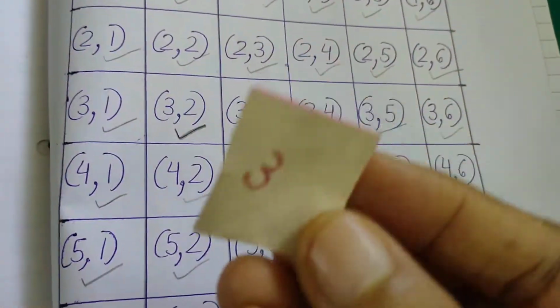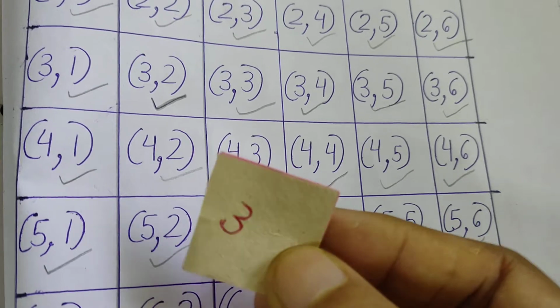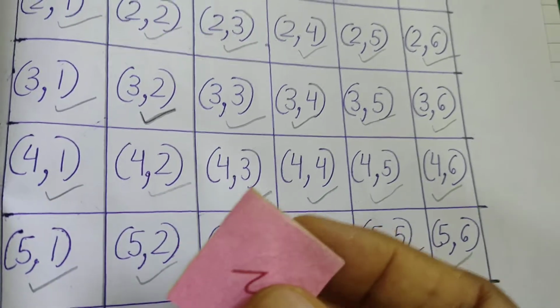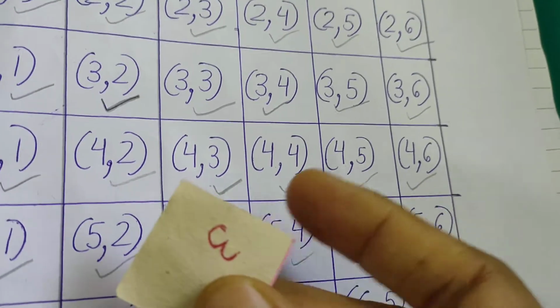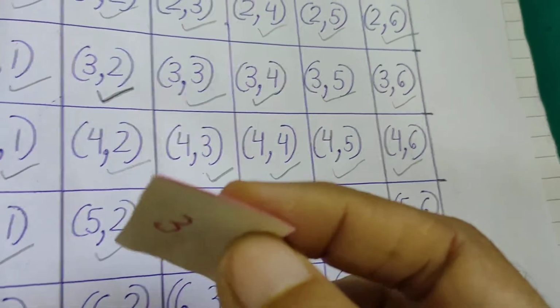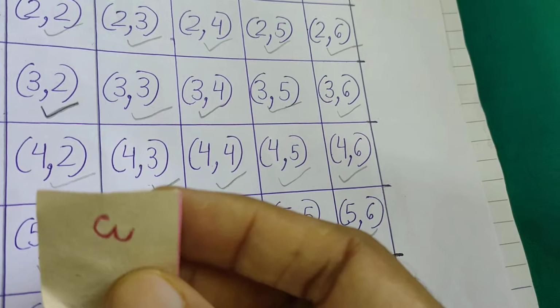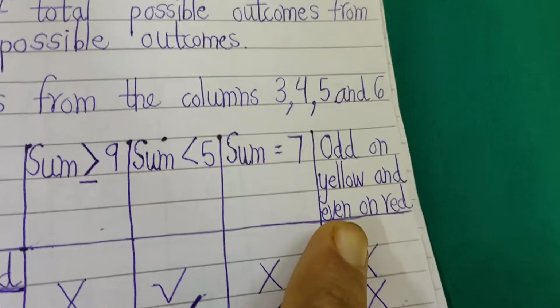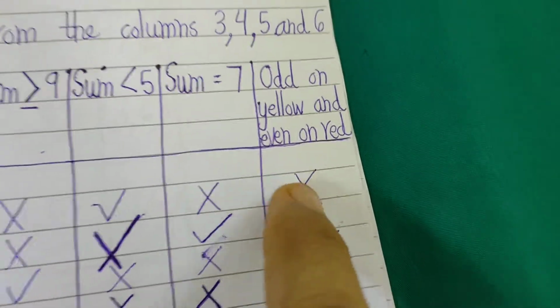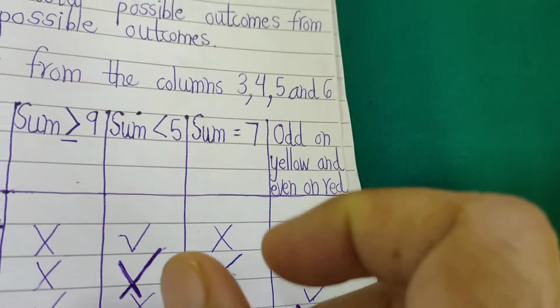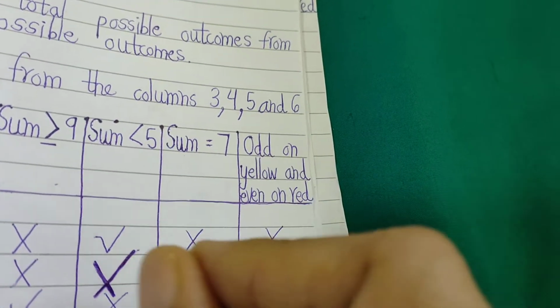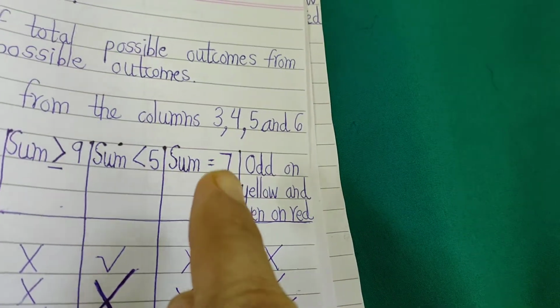So take 36 squares like this. On one side it should be yellow and the other side should be red or pink, whatever color you can take. It means both sides should have different colors, but we'll be taking yellow and red because this is what we are having in the practical. We can see here odd on yellow and even on red. So we'll consider it's just like throwing a pair of dice. Pair of dice means two dice. So yellow will be considered as the first dice and red as the second dice.